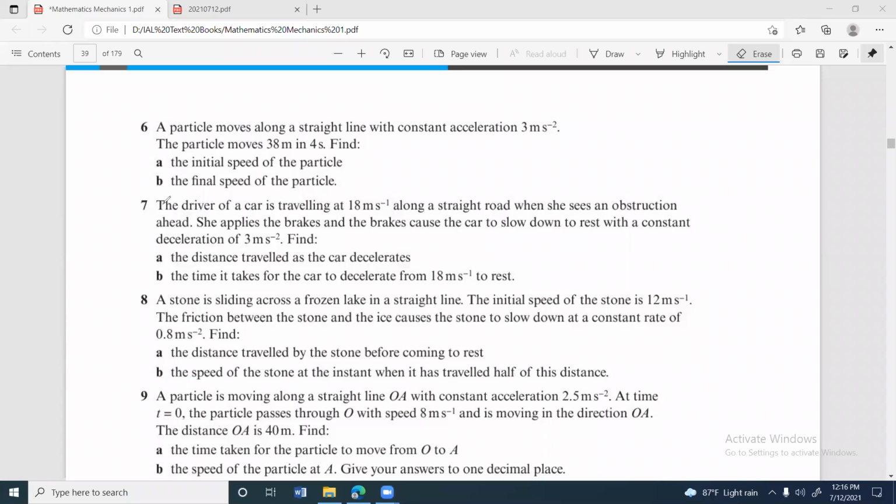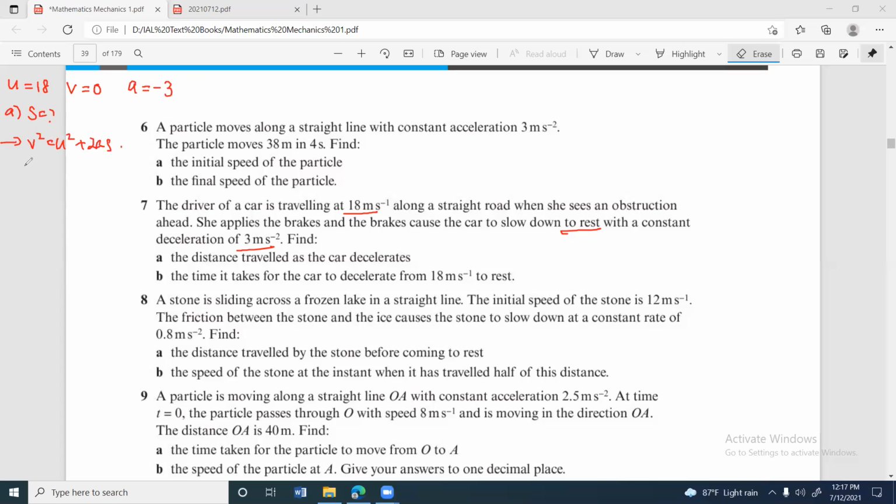Okay. A driver of a car is traveling at 18 meters per second, that means u is 18, along a straight road. When she sees an obstacle ahead she applies the brakes, and the brakes cause the car to slow down to rest. To rest, that is v is 0. Rest means it's 0. With a constant deceleration of 3, therefore a is minus 3. You have to remember that when deceleration comes, it is negative. The first question is the distance traveled. So simply we can apply v squared equals u squared plus 2as.